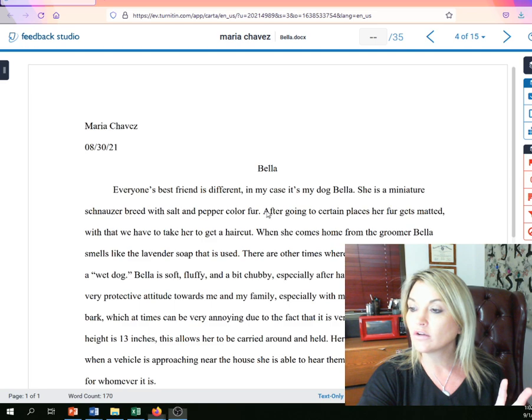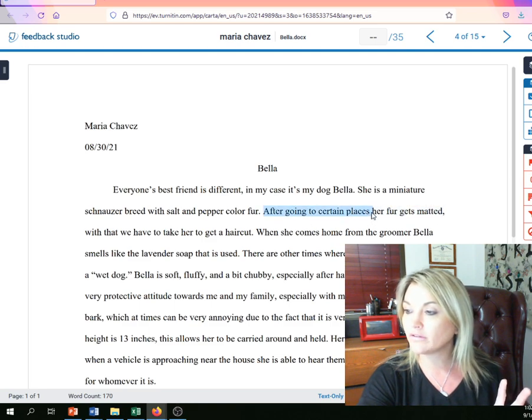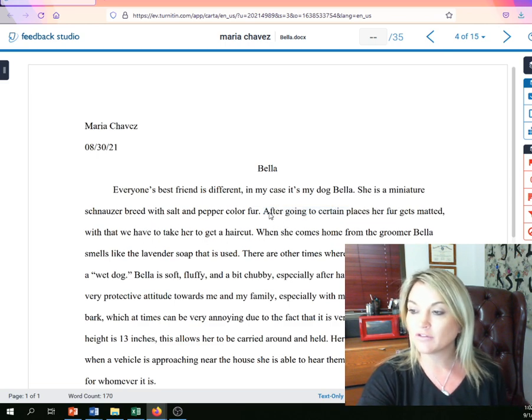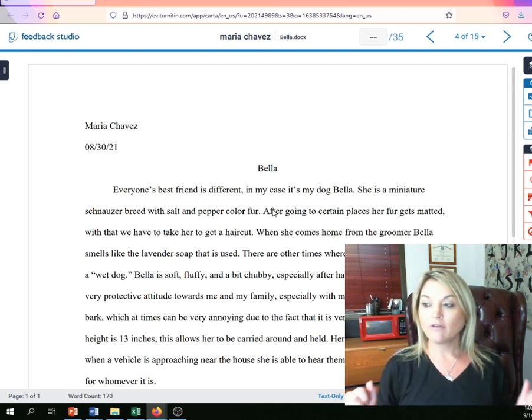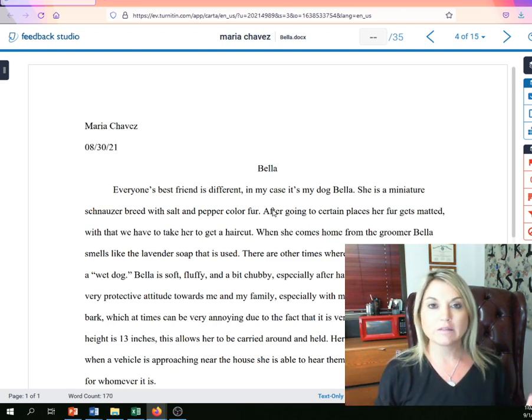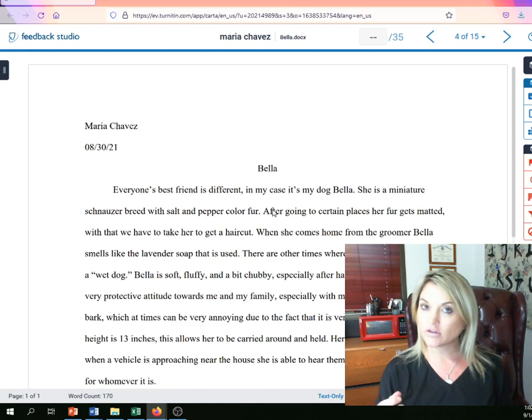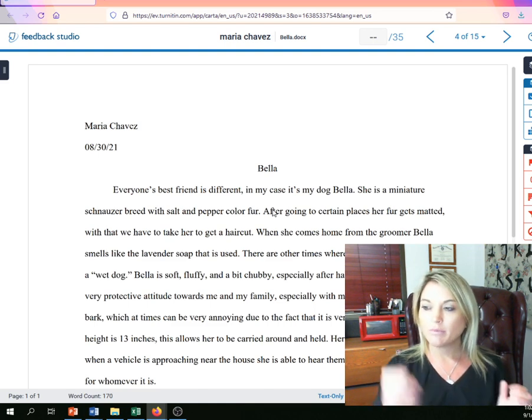So you have an introductory clause: after going to certain places, comma, her fur gets matted. With that, we have to take her to get a haircut. Okay, a couple different things. I want you to just listen to it. Don't look at it. Listen. After going to certain places, her fur gets matted. So I have that pause there. When you have the pause, not always, it means comma.